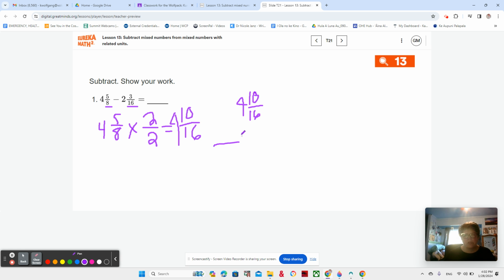And we are subtracting 2 and 3/16. Now, can we do that? Well, yes, we can, right? Because we can do 10 minus 3. The higher number is on the top. 10 minus 3 is 7. 7/16, and 4 minus 2 is 2. 2 and 7/16, right?